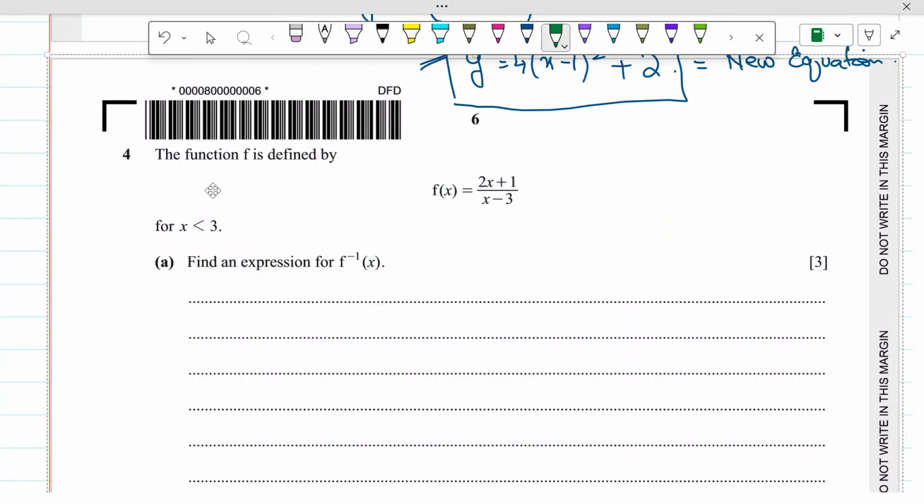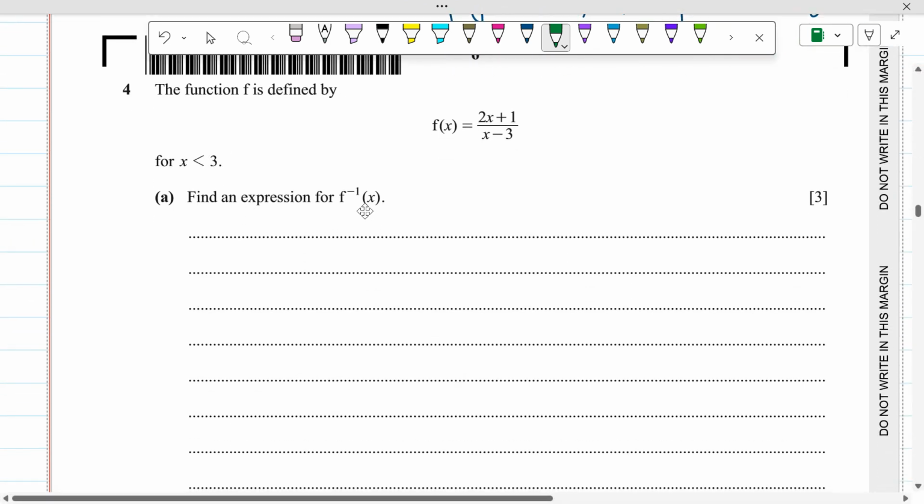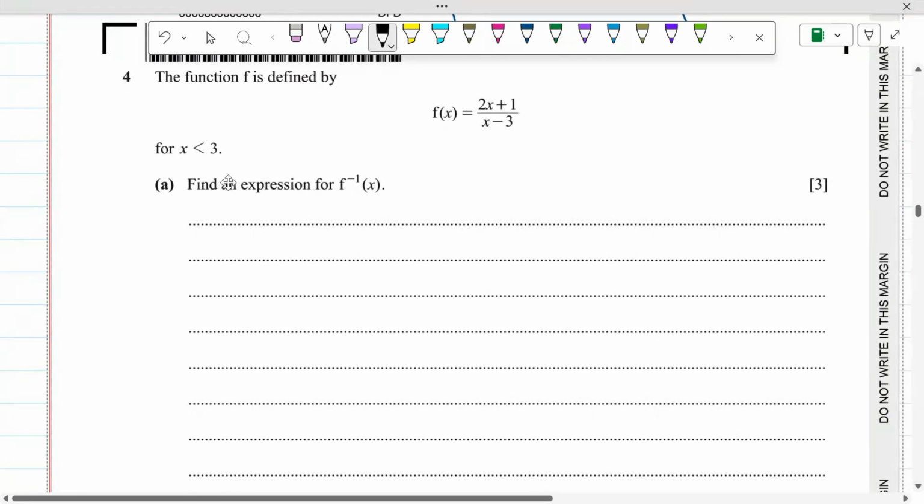Let's move to question number 4. The function f is defined by f of x is equal to (2x plus 1) over (x minus 3), for values of x less than 3. Find an expression for f inverse of x. To find the inverse of x, we will follow some steps.